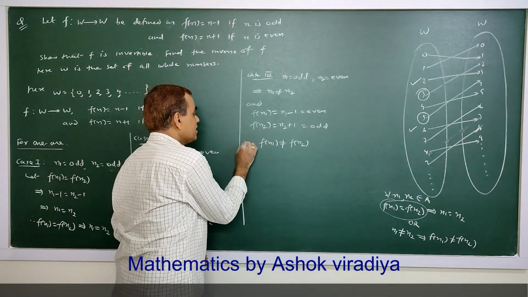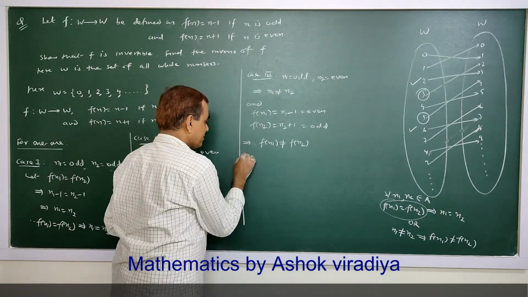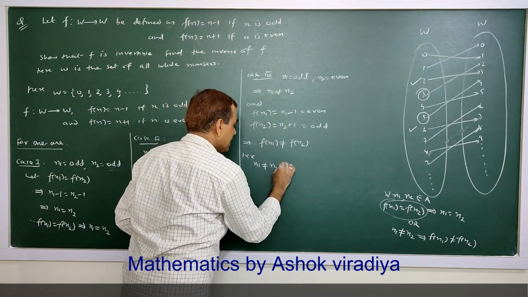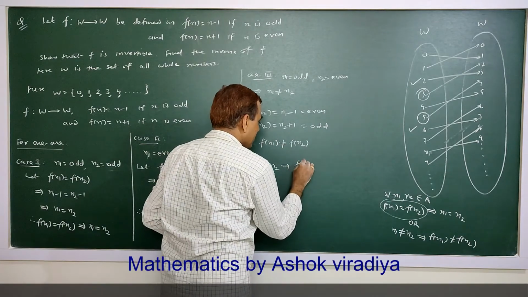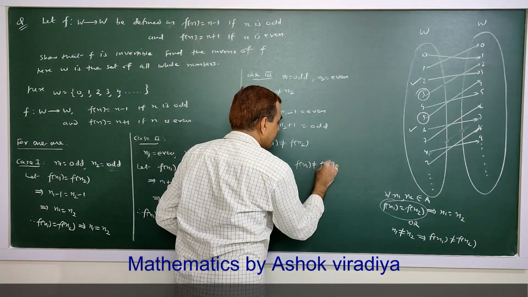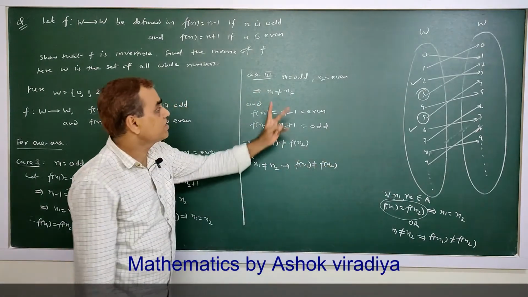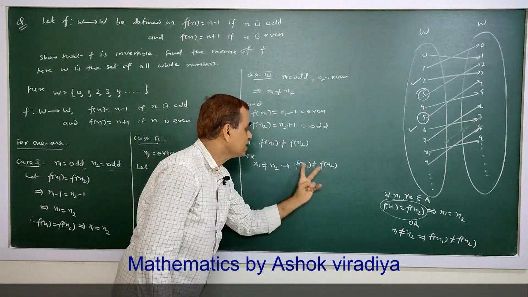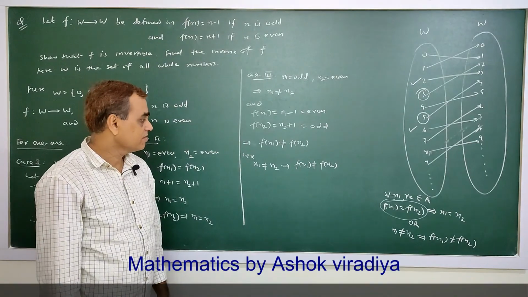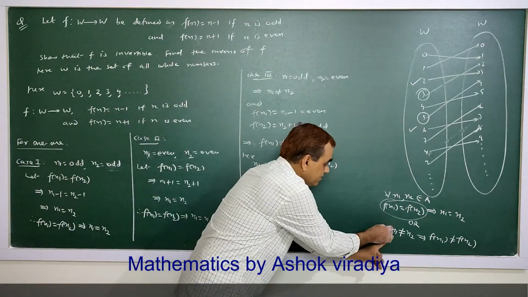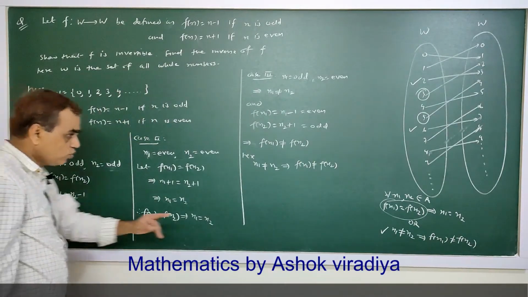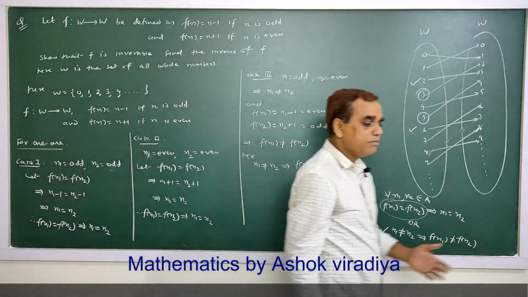So this means what is proved? Here n1 not equal to n2 implies f of n1 not equal to f of n2. If these numbers are distinct, their outputs are also distinct. So in case 3, this is applied. In case 1 and 2, the other form is applied. Meaning is the same.